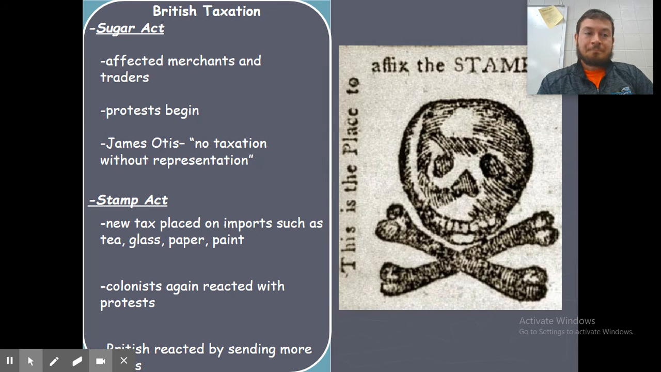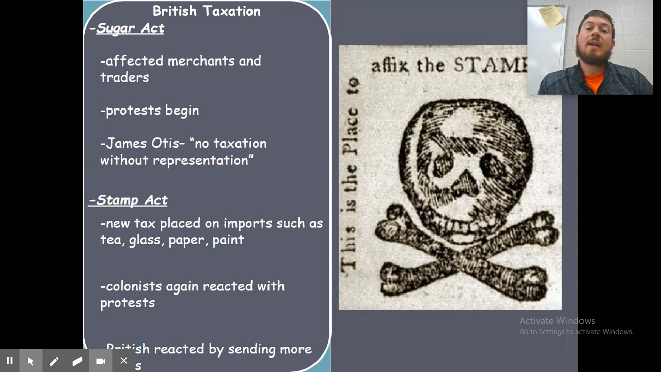British taxation. You have the Sugar Act. It affected merchants and traders. This is where the protests begin. If you take and tax people's sugar and people have to have less sugar, I can understand why they were protesting. James Otis comes up with this phrase, no taxation without representation.